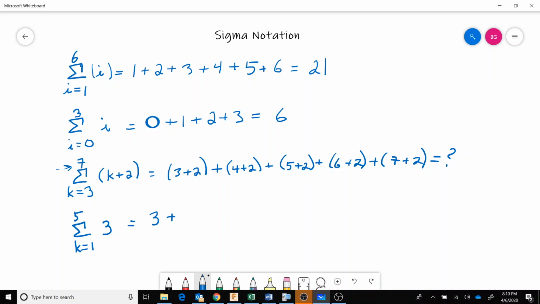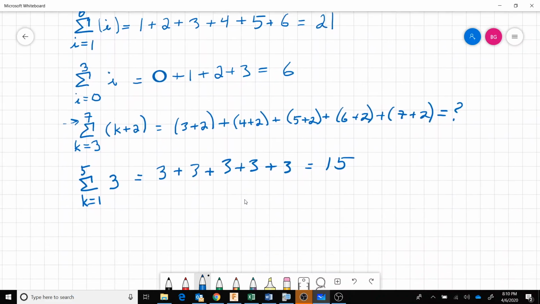And then when K is 2, the next value is just 3. And when K is 3, the output is still 3. And when K is 4, the output is still 3. And when K is 5, the output is still 3. And in this case, I ended up with 15 being my answer. So all this sigma notation is just a way to write a bunch of sums that are being put together.